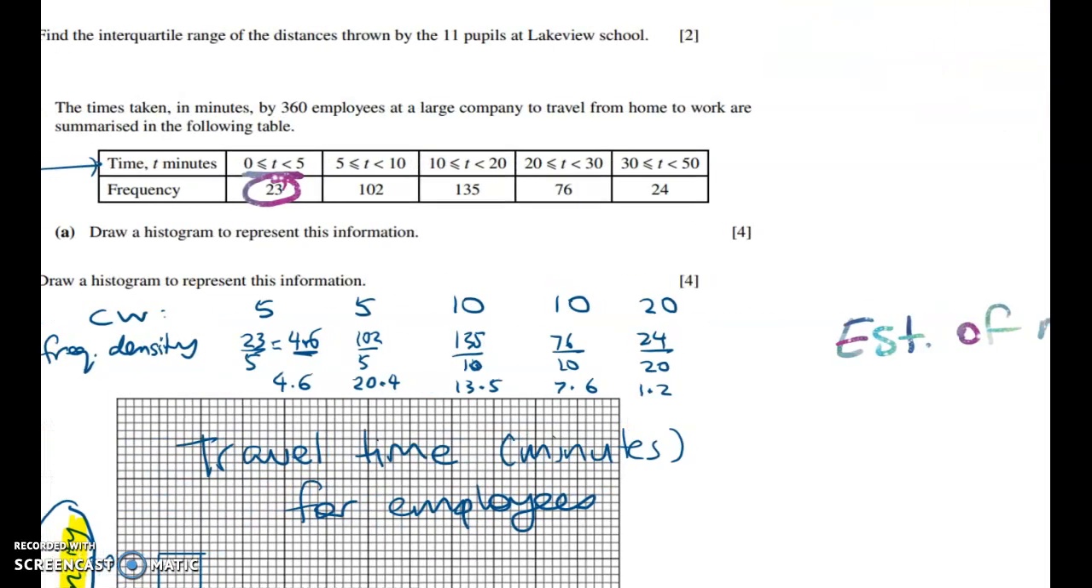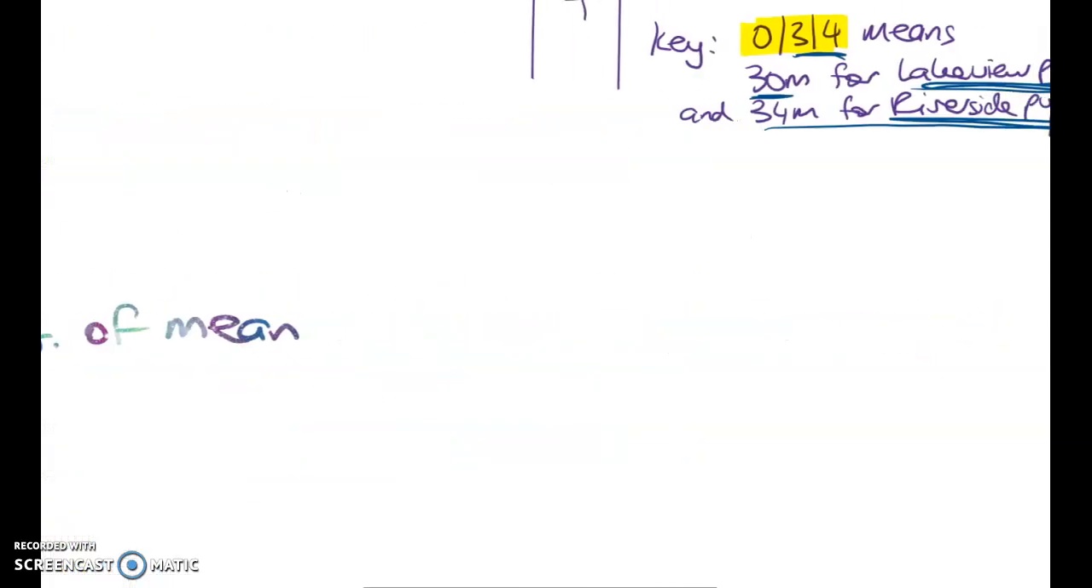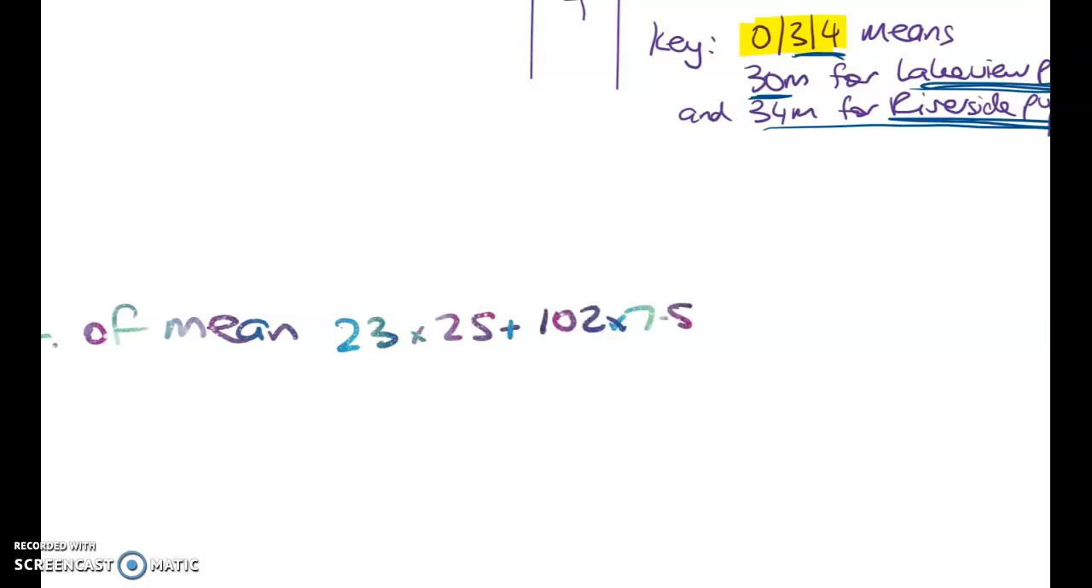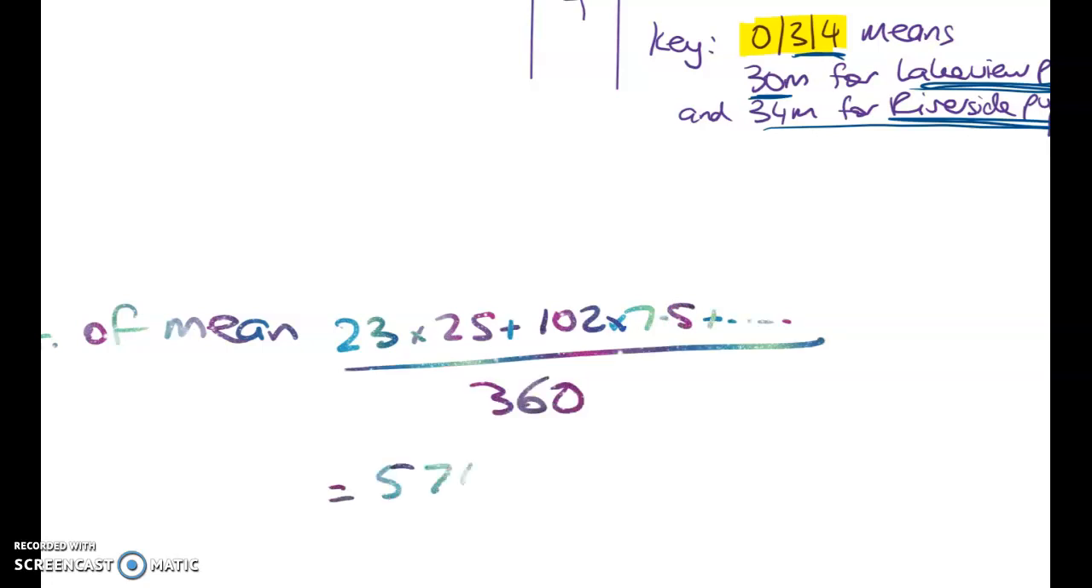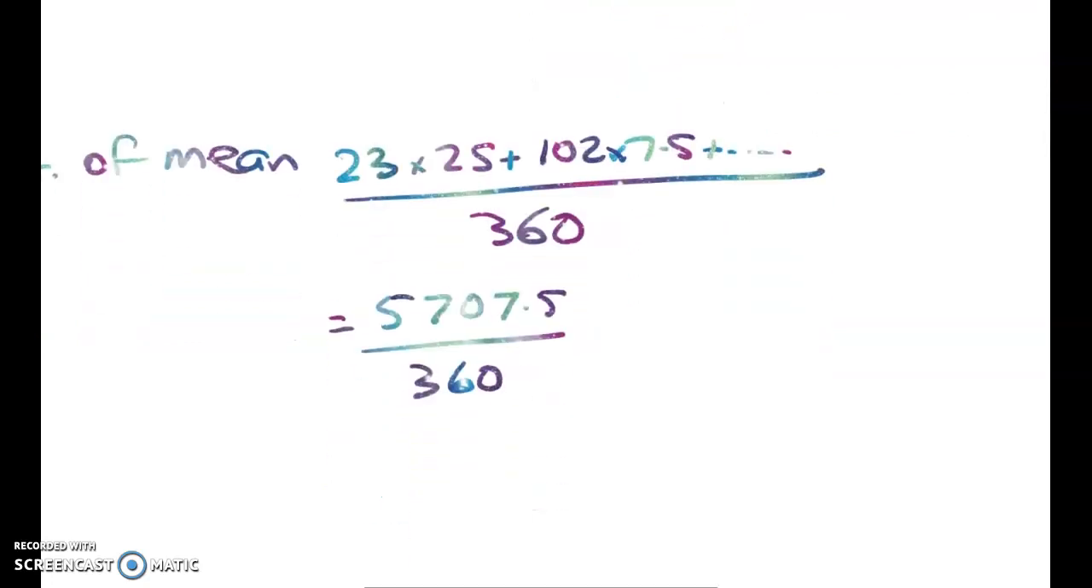It's going to be 23 times 2.5, plus 102 times 7.5, plus 15, plus 25, and plus 40 times their frequencies. Just be careful to really watch that. And when we add all of those up, we divide them by the total number. So it's 23 times 2.5 plus 102 times 7.5 and so on, divided by 360. When we do that, we get 5,707.5 total minutes taken by 360 employees, and we get 15.9 minutes.